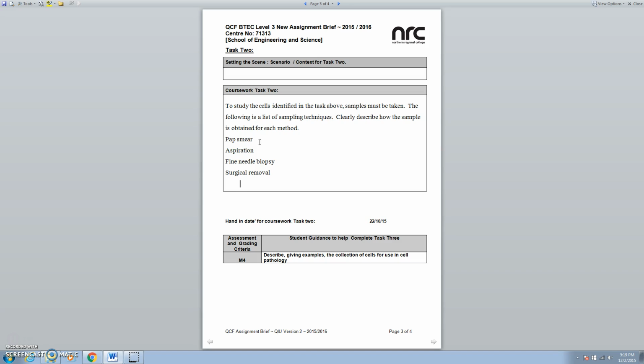So M4, describe giving examples of the collection of cells for use in cellular pathology. Use those 4 examples, guys, to help you explain that.